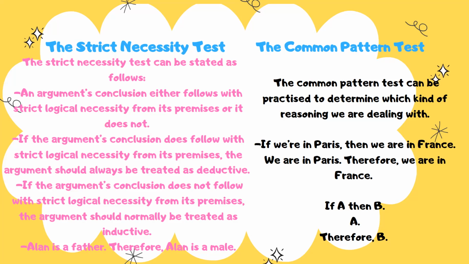And the other test is the common pattern test. The common pattern test can be applied to identify which kind of reasoning we are dealing with. And there is an example. If we are in Paris, then we are in France. We are in Paris, therefore we are in France. Maybe it's difficult to understand, so we can name the statements as letters. A represents the statement we are in Paris, and the letter B represents the statement we are in France. It's thought like that. Let's move.